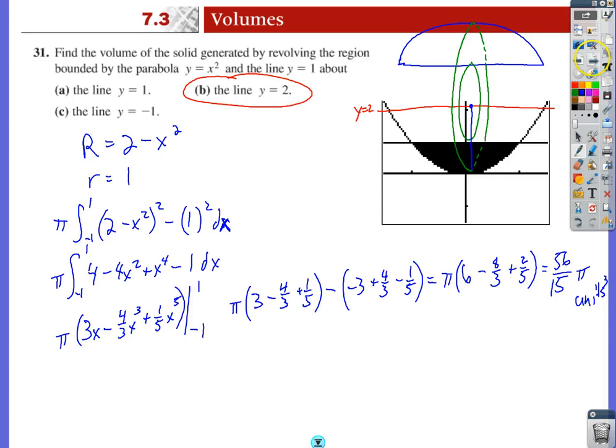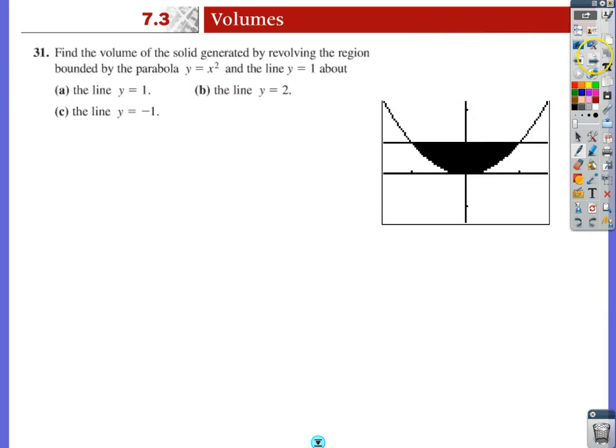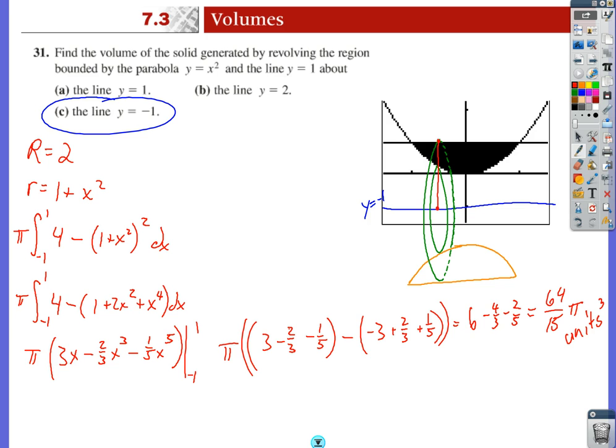All right, next, last one. Here's the example we're going to do, letter C, along the line y equals -1. Hopefully this last one you get the drift as far as what is happening. Good luck. And here's all the work for this one.